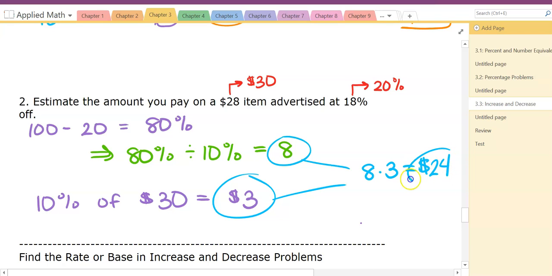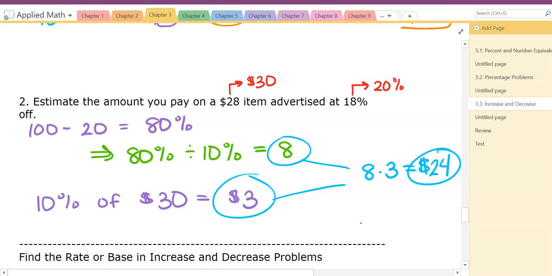24. Okay, and again, if I wanted to, I'm going to take $28 times 0.82, because that would be the complement of 18%. I get 22.96. So that would be almost $23, which is really close to 24. So I'm assuming I did this right then because my estimate's not way off.